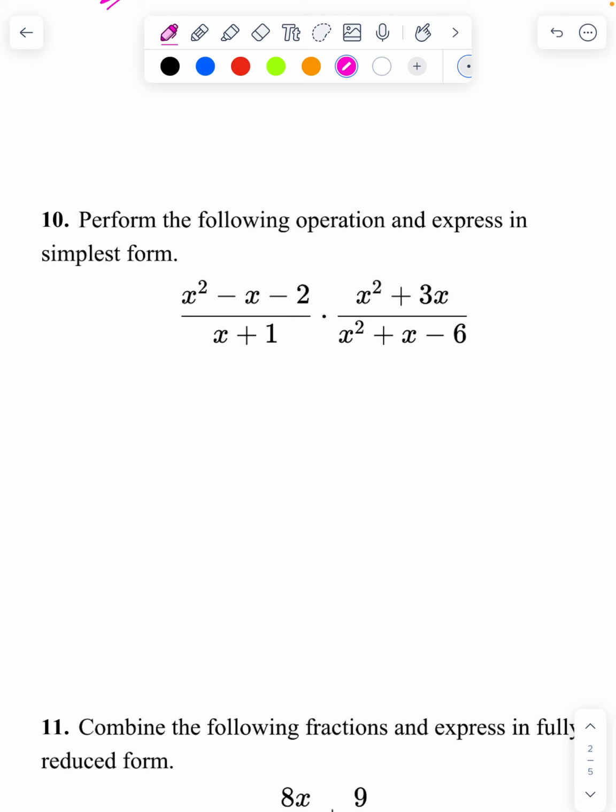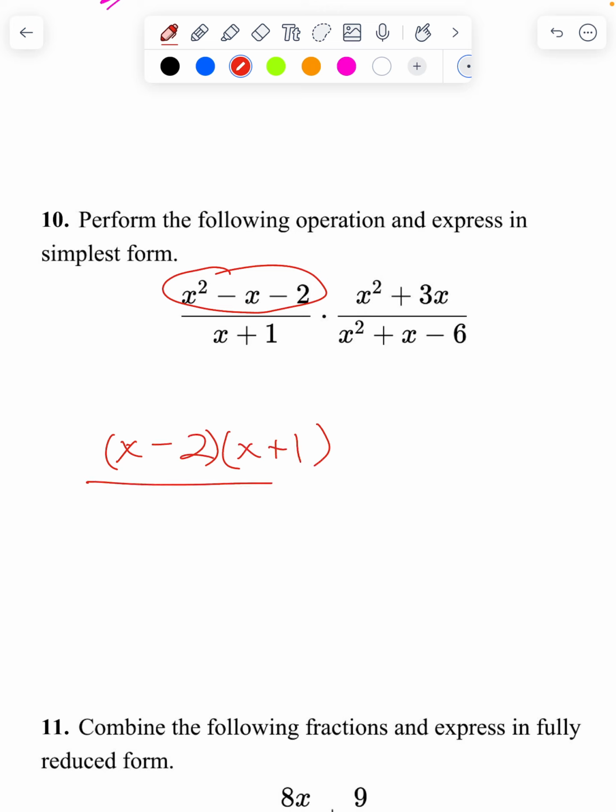Looking here, I'm going to factor again. This one just has multiply, so I don't need to flip. I'm just going to leave it alone. But I am going to factor everything. So this part on top should be x minus 2, x plus 1. And then I'll just copy the x plus 1 underneath. Then I have a times here.